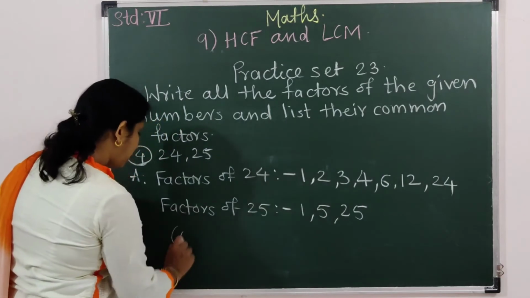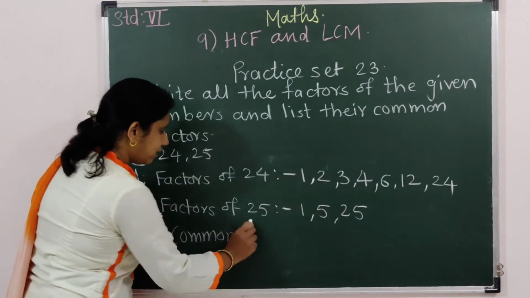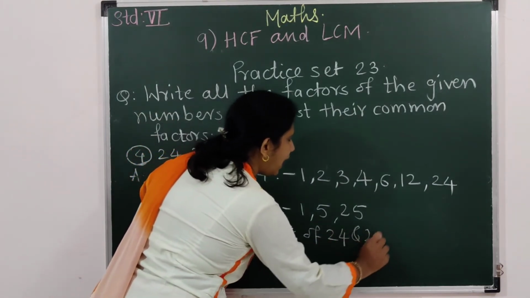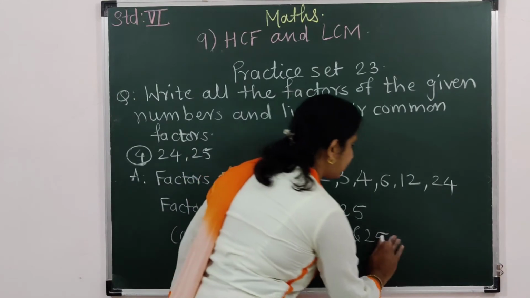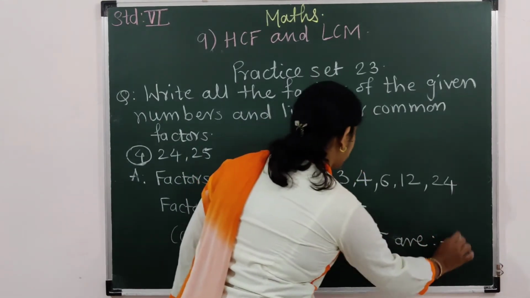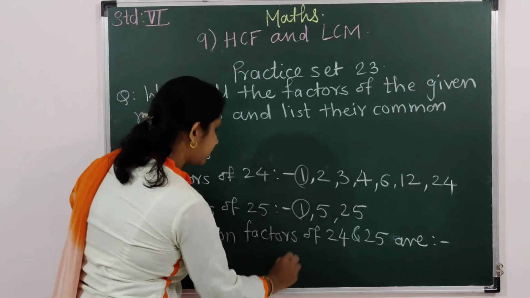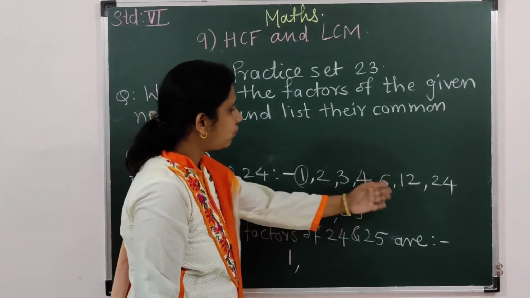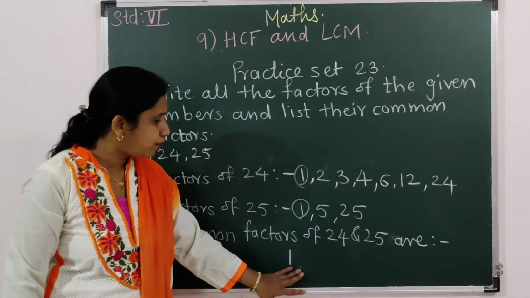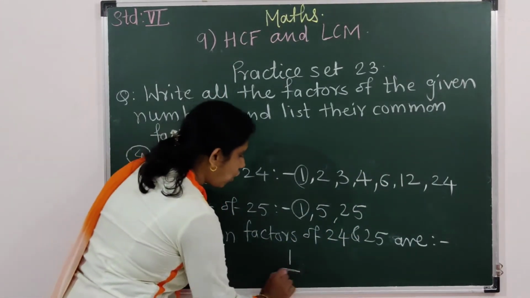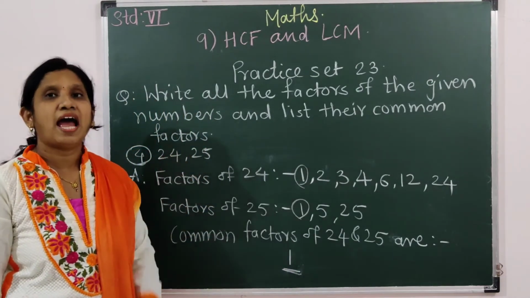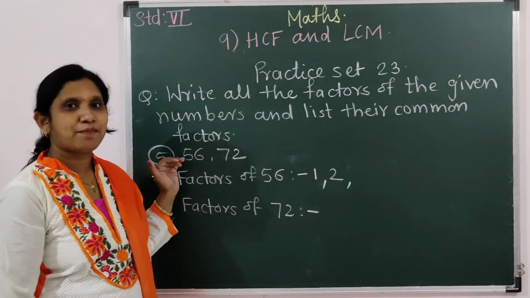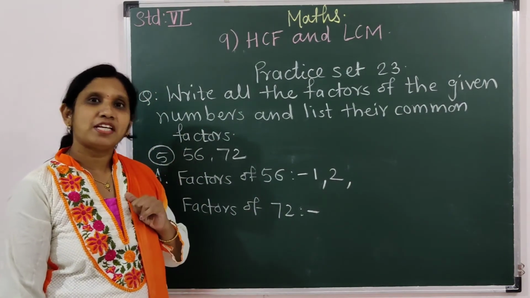So let's write the common factors of 24 and 25. 1 is common. Then 2 is there, not there in 25. 3 is there, not there. 4, 5, no, nothing. So what is the common factor? Only 1 is the common factor of 24 and 25. Students, let's start solving the 5th example, which is the last example of this practice set.